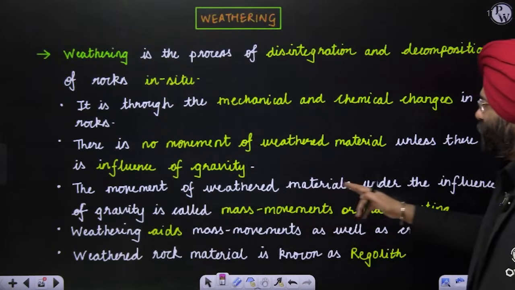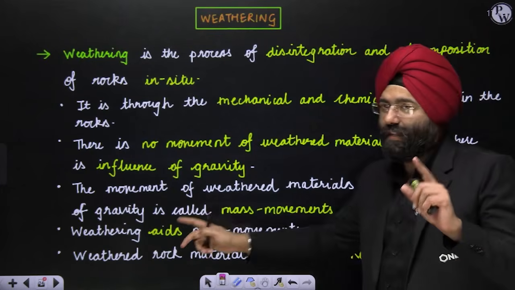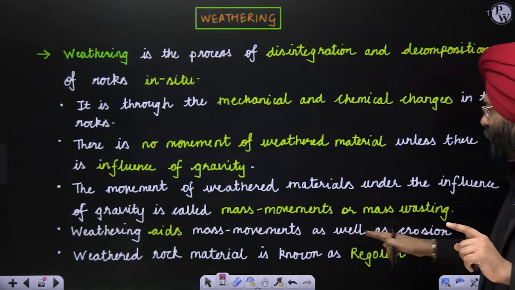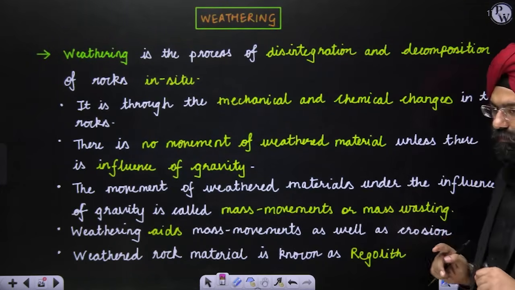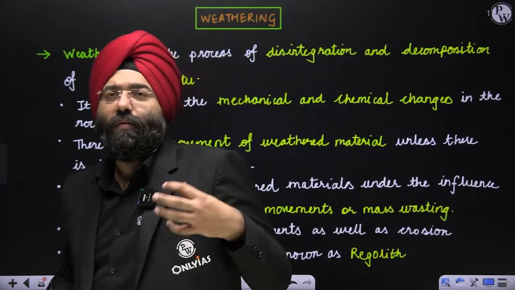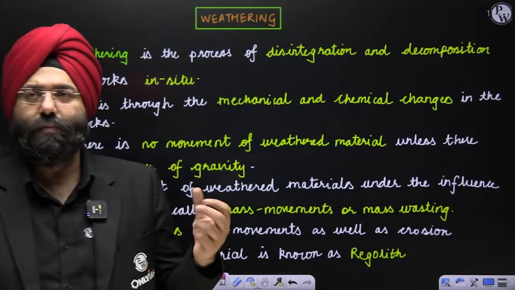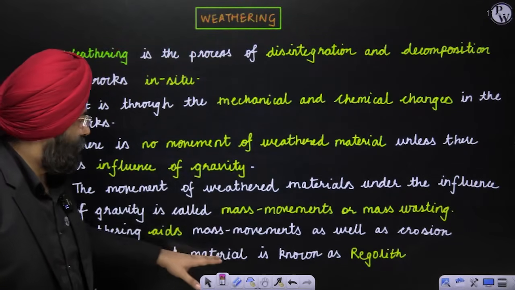Movement of weathered material under the influence of gravity is known as mass movement or mass wasting. Weathering aids mass movement as well as erosion. Obviously, erosion will take place later on, because weathering processes are loosening the fragments of the rocks. Weathered rock matter is known as regolith.